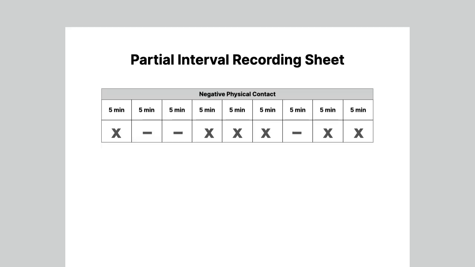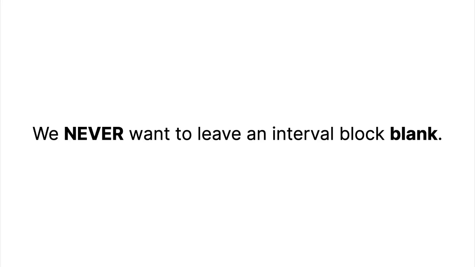If the behavior occurs, regardless of the number of times, we put an X in the box, and if the behavior doesn't occur, we put a 0 or a hyphen or another marked signal in the box, indicating the behavior did not occur. We never want to leave an interval block blank, because doing so might make it look as if we simply missed collecting data during that specific time interval. So you always want to put something in each block rather than leave the boxes blank.